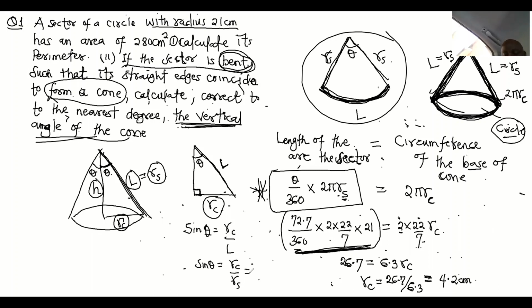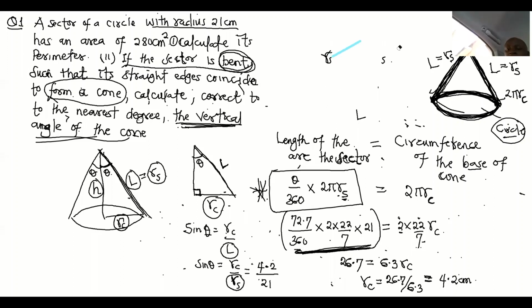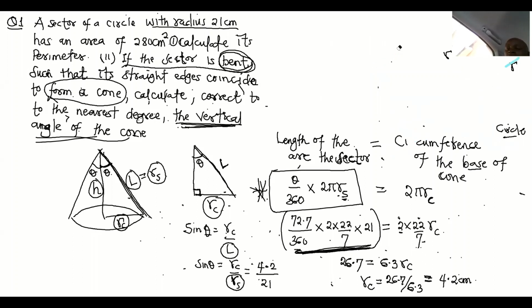Oh, you know that the slant height is the same as what? The radius of the sector. Am I still correct? So what's RC that we got? 4.2 all over, what's RS? What's the radius of the sector? 21. So we now have, what do we have there? Based on that, what do you have? 0.2.